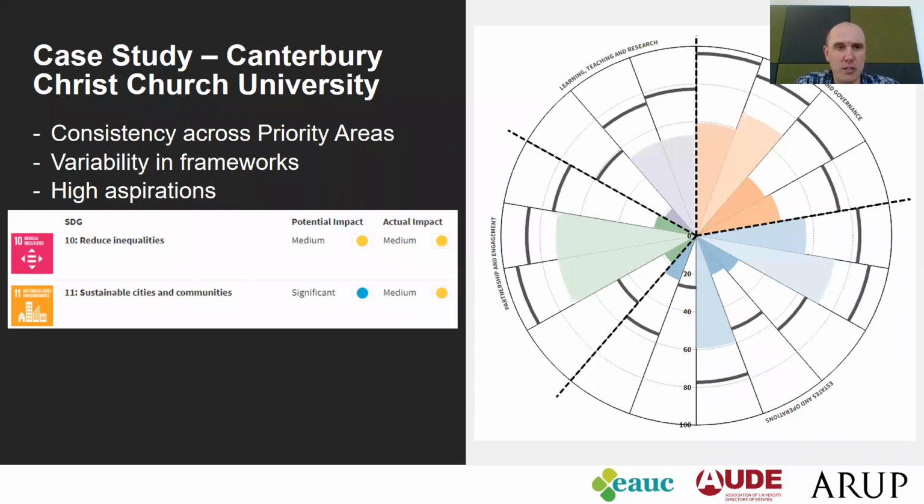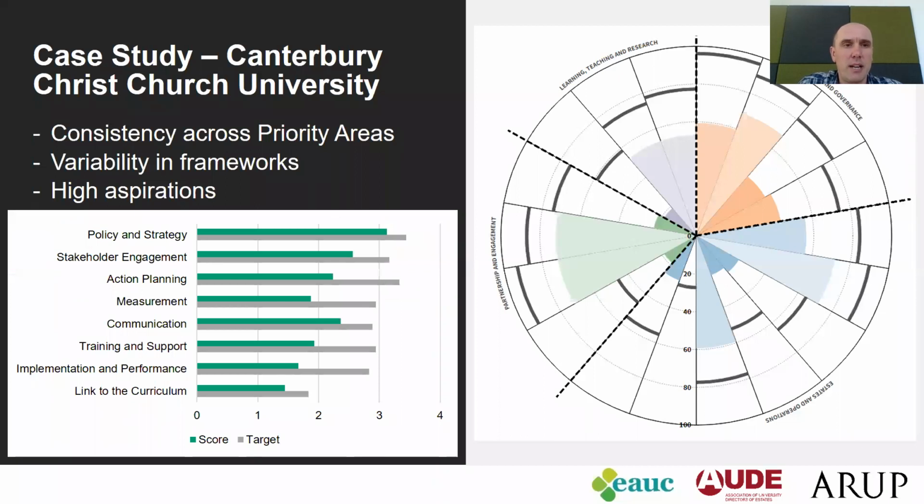As an example as well, you can see the SDG mapping. They're doing everything they reasonably can within reduced inequalities. But for sustainable cities and communities, they have a potential impact which is significant, but they're only actually having a medium at the moment, so they could focus on those mapped frameworks if that's an area of priority for them. And cutting the data the other way, you can see there that they're doing very, very well at policy and strategy. The score is very, very close to their target, but once they get through the process and they're looking at things like implementation and performance, then that's where they need to focus a little bit more attention.